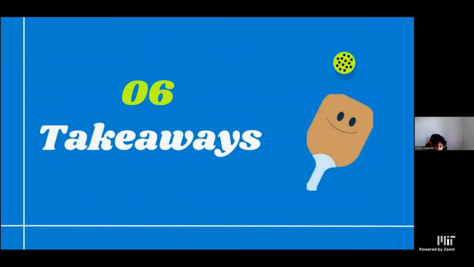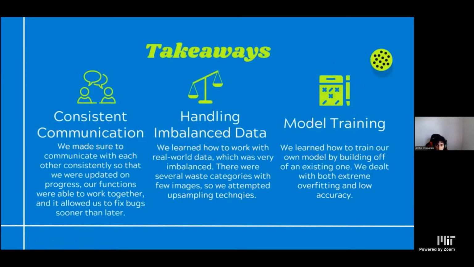Now we're going to go over some key takeaways and some roadblocks we encountered. So the first takeaway was how important communication was with a project this big. We communicated effectively with the use of several applications like GitHub, Google Drive, and Zoom. The second takeaway was how to handle imbalanced data, which is basically real-world data. We worked with the aerial waste dataset, which was pretty imbalanced, like we said before, in terms of several waste categories with few images. So we had to do some pretty unique sampling and unsampling techniques.